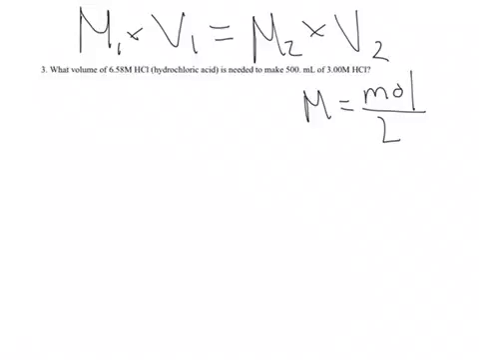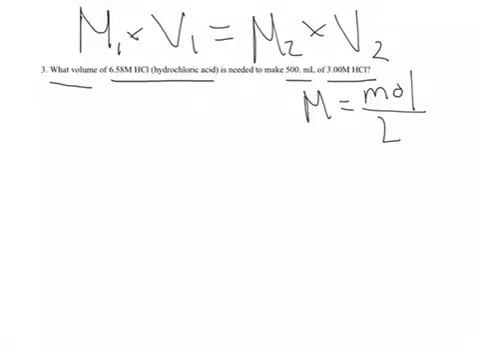So let's take a look at this problem. What volume of a 6.58 molar hydrochloric acid solution is needed to make 500 milliliters of a 3 molar hydrochloric acid solution? So this is a dilution problem because we are starting with an original molarity of 6.58. And we have a target molarity, 3 molar, which is less. It is a dilution. So in order to go from 6.58 molar to 3 molar, we're going to have to increase the volume by increasing the amount of water in this solution.